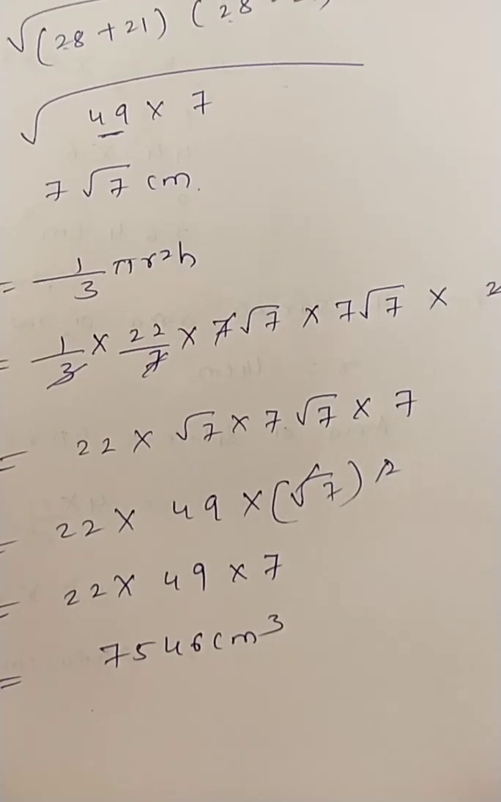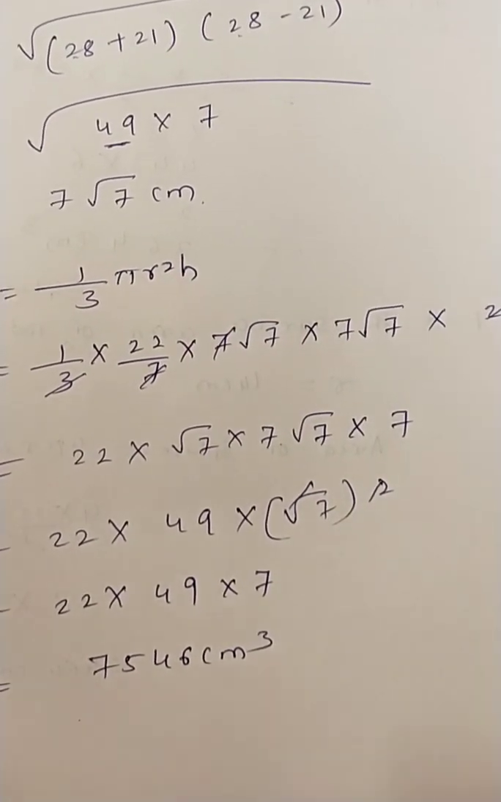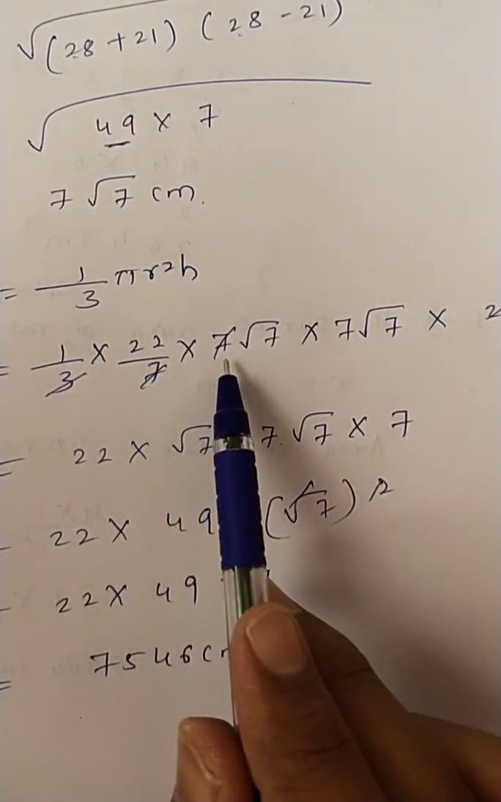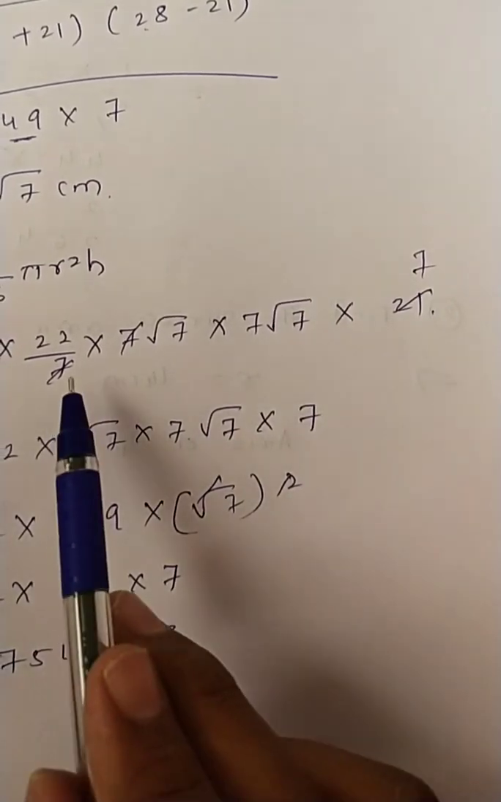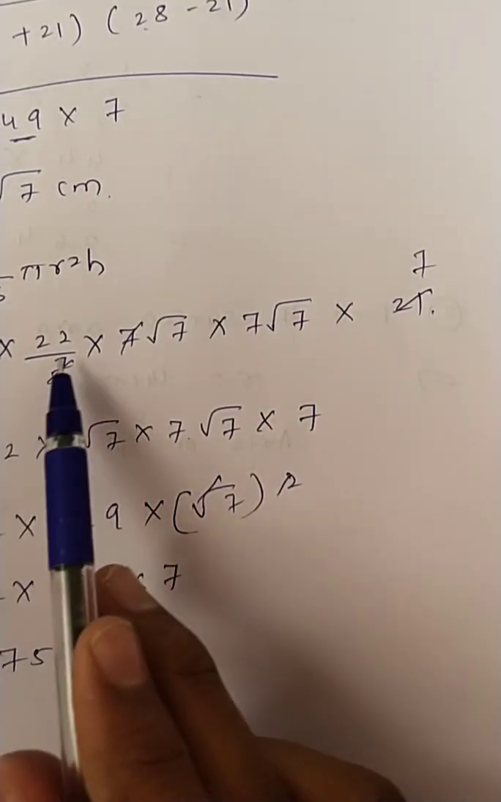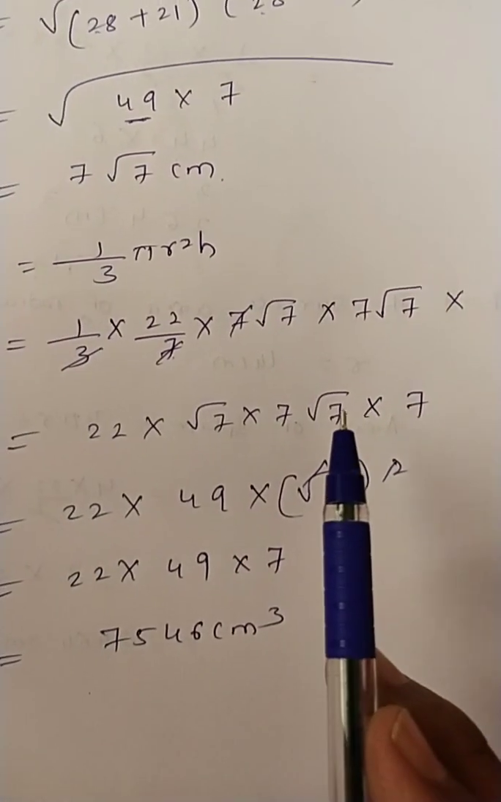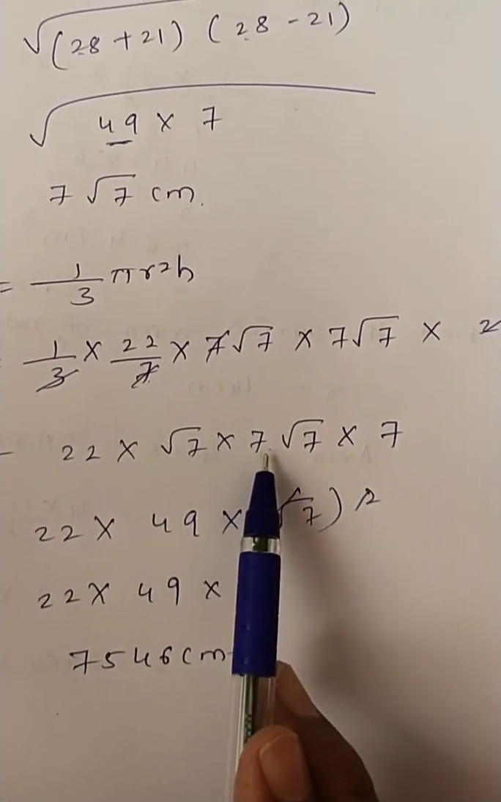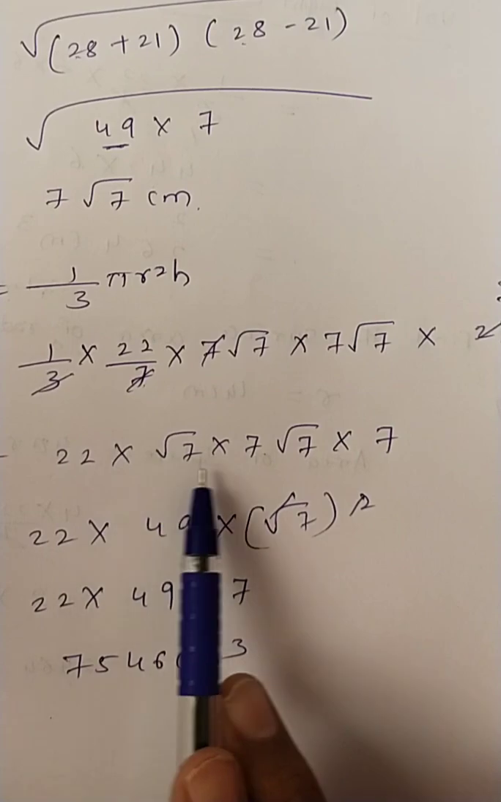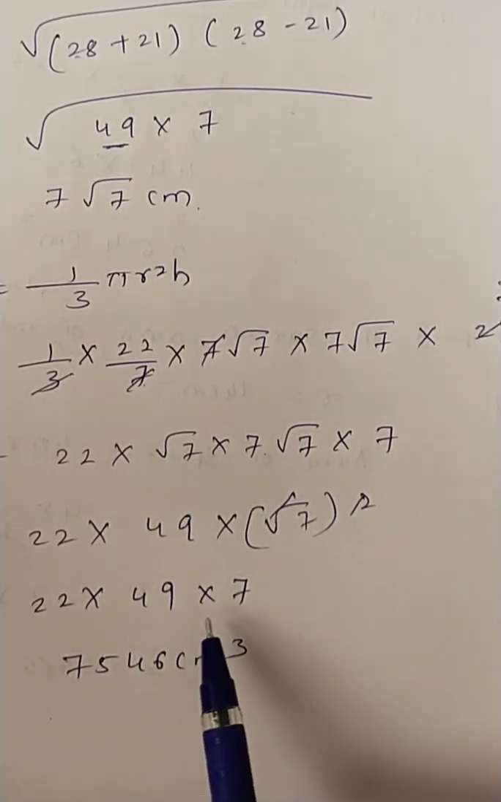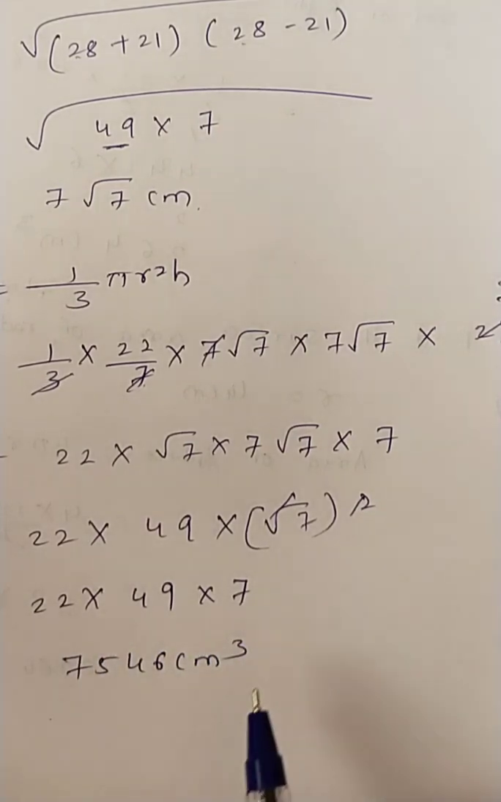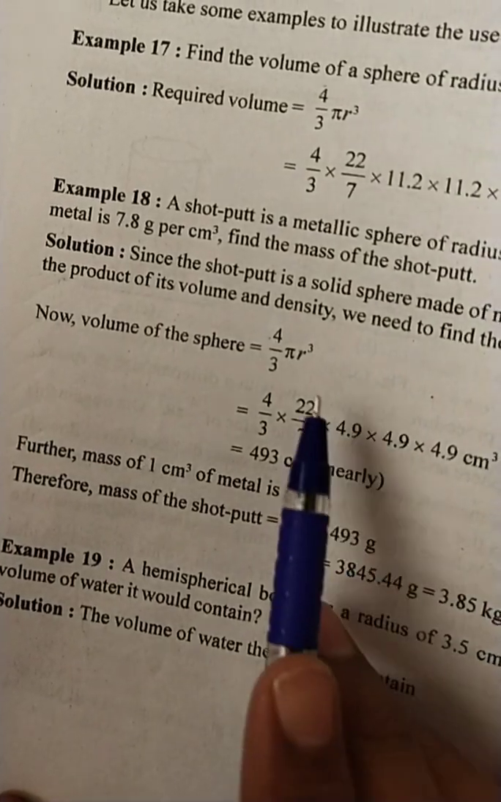So volume of cone is equals to 1 by 3 pi r square h. It is 1 by 3 into 22 by 7 into 7 root 7 into 7 root 7 into 21. So that 7 gets cancelled, 3 ones are 3, 7 threes are 21. Okay, so 22 into root 7 into 7 into root 7 into 7. 7 sevens are 49, root 7 into root 7, root and square get cancelled, so remaining is only 7. So 22 into 49 into 7 is 7546 centimeter cube.